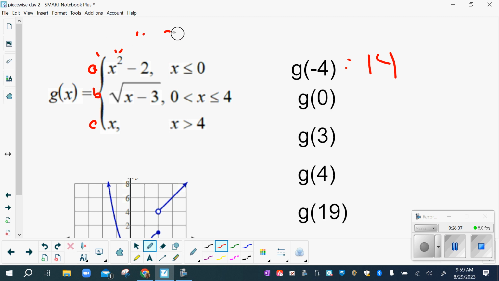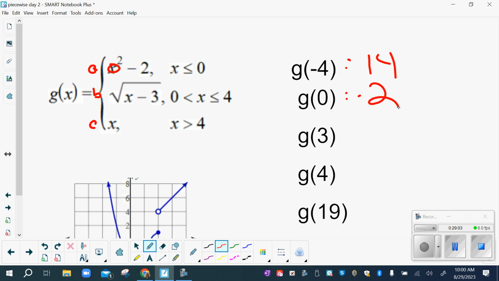Okay, let's try the next one. What if I was going to plug in 0? Ooh, that's a little trickier because I got a 0 here and I got a 0 there, but I can't use both of them. Do I use A or do I use B for that one? A, sure, because it's solid line, right? So here I go, plug in 0, 0 squared. It's going to be -2.